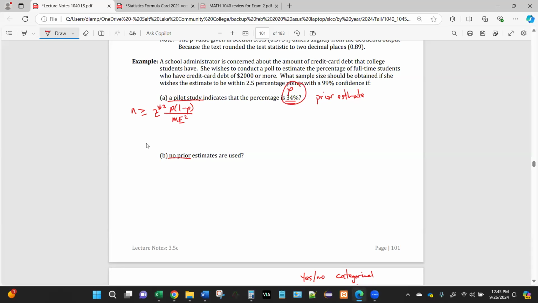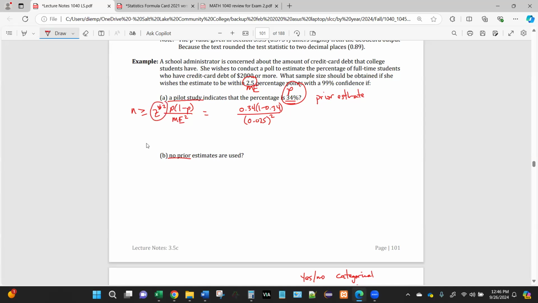That's 34%. So we're going to put in 0.34 times 1 minus 0.34. Then in the denominator, we're going to put in the margin of error. So that is up to you as the researcher. You decide what kind of confidence interval you want, right? And you'll probably use the kind of confidence interval that's commonly used in your industry or your field. So that's the margin of error, 2.5 percentage points. So we go 0.025.